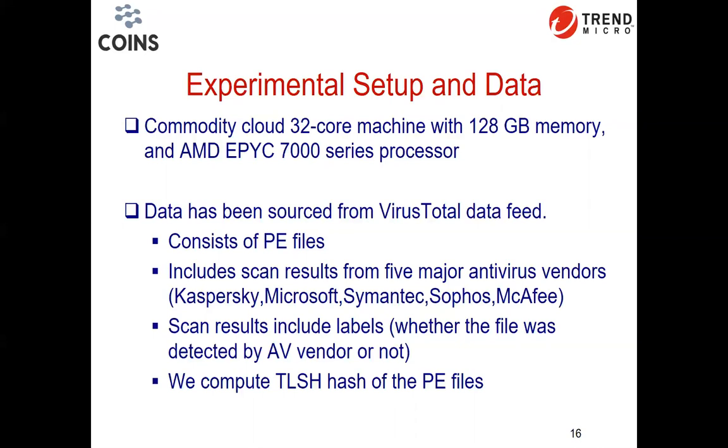The scan results themselves include labels, and these labels refer to whether the file was detected by the respective AV vendor or not. We use that information in our clustering analysis to determine the clustering quality. More on that later on. And lastly, we compute the TLSH hash of the PE file. The TLSH hash will be the feature that will feed into the clustering algorithm.